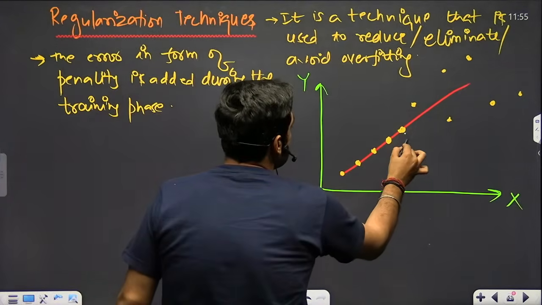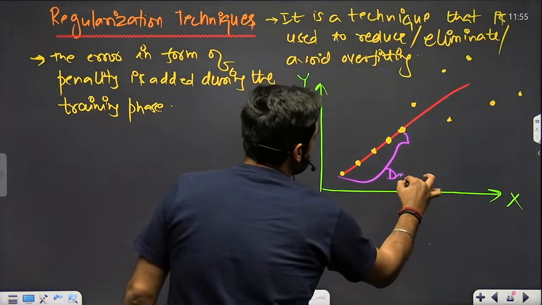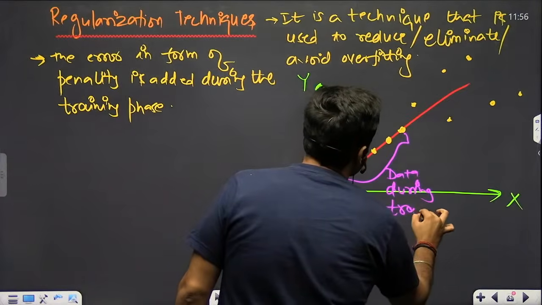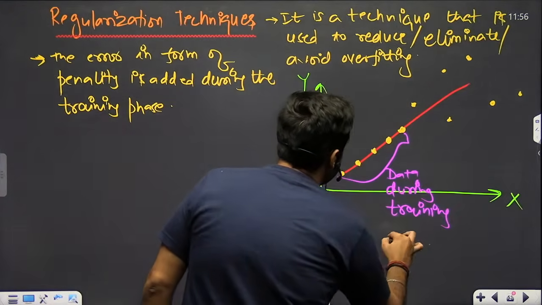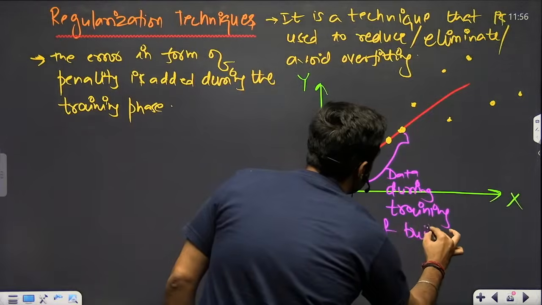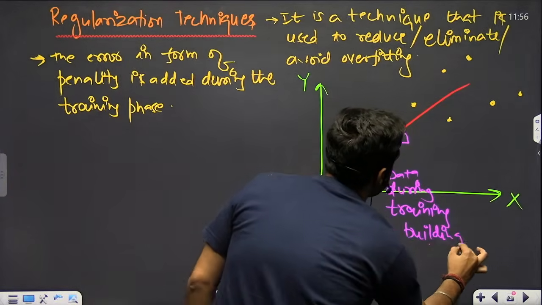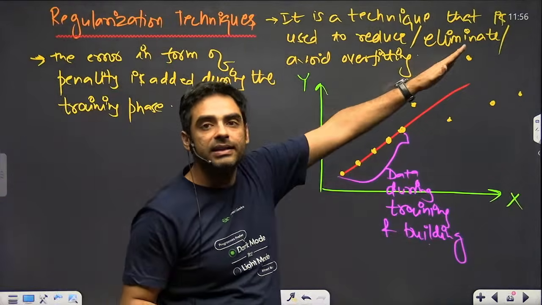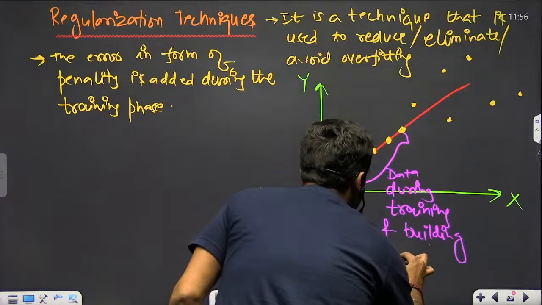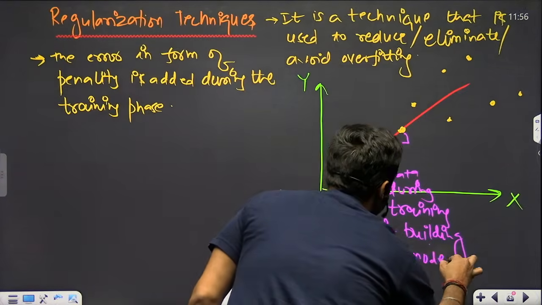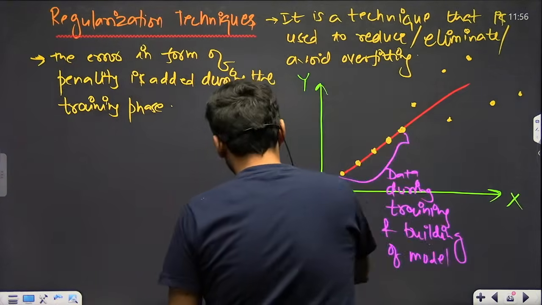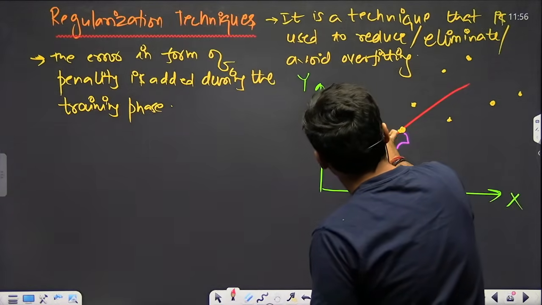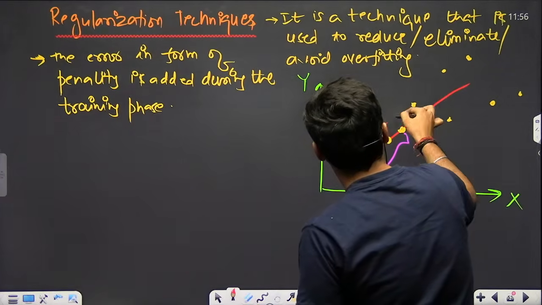So these are the data during training and building of the model. In the training phase, the data was this. Using this data, I tried to build the linear regression model, and building of the model took place. I hope you are getting this. So what is my model? My model is y hat equals mx plus c.